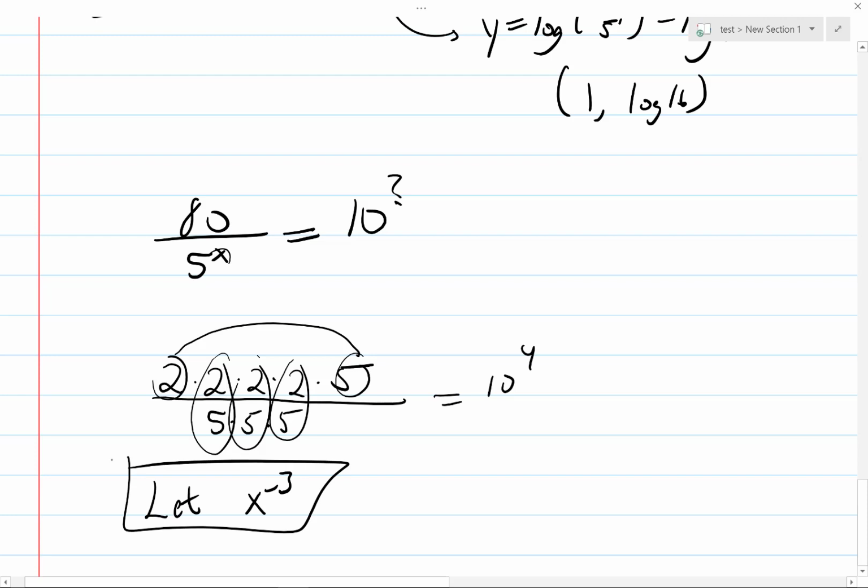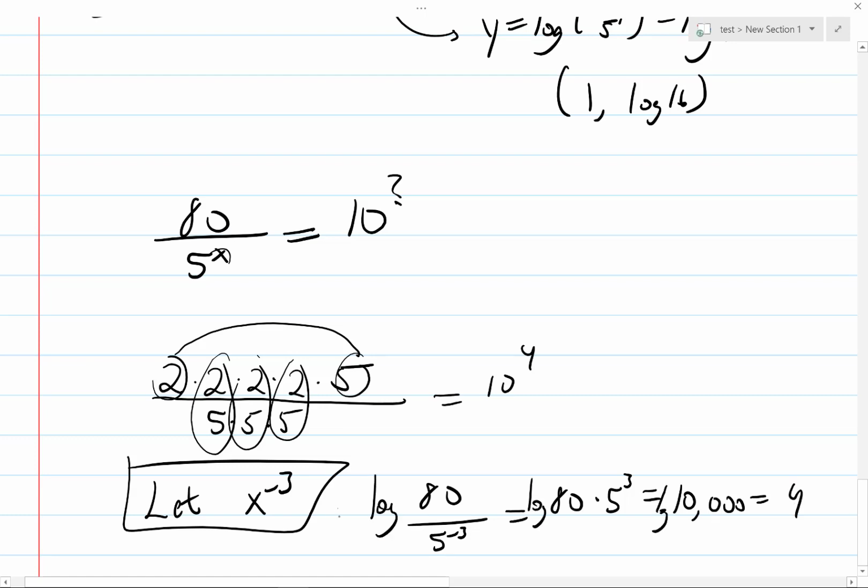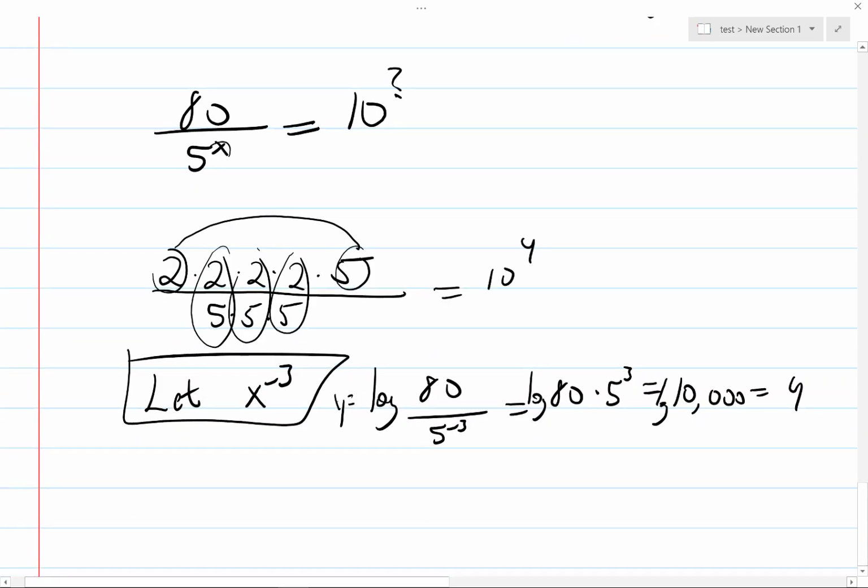this will give me a nice clean solution, because 80 divided by 5 to the negative 3 is 80 times 5 to the 3rd, which does give you 10,000, and then the log of 10,000 will be a perfect 4. So if you have the log of that for the y, that would be 4. So that's not x to the negative 3. That was supposed to be x equals negative 3. Get a little excited. So that's another one of our answers. Maybe the one they were looking for, because it's very clean.